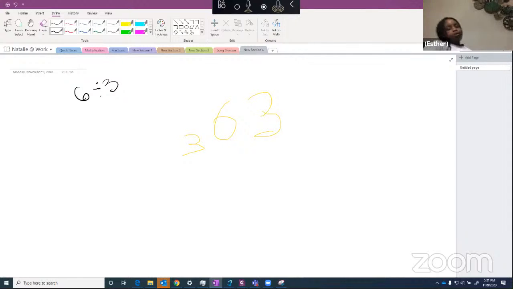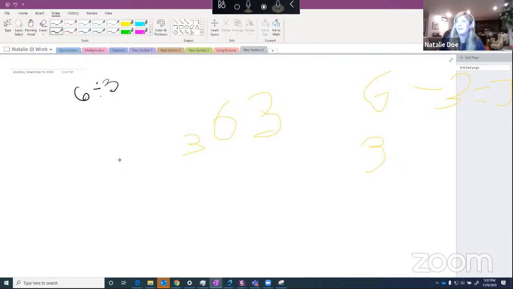So 6 divided by 3, I thought it's 2. Because we have to do 6 minus 3, which equals 3. So then this will be 3 minus 3, which is 0. Yeah, that's right.